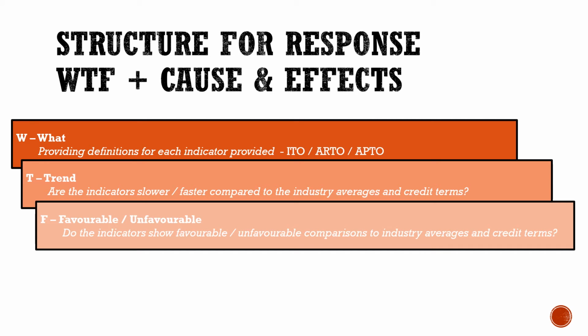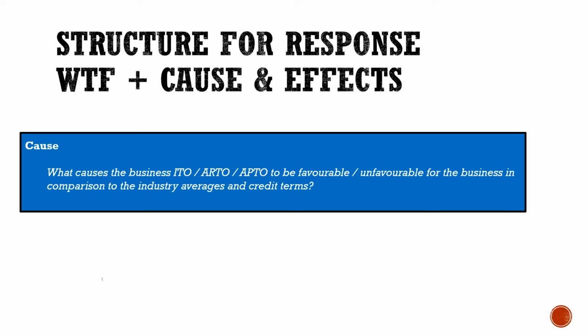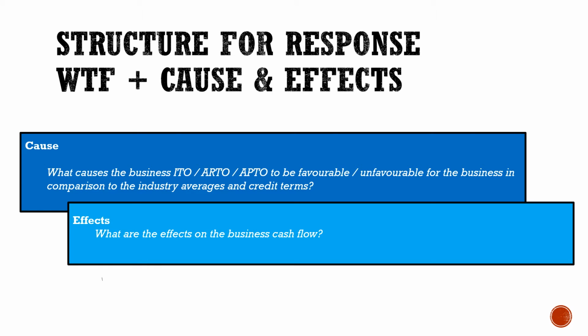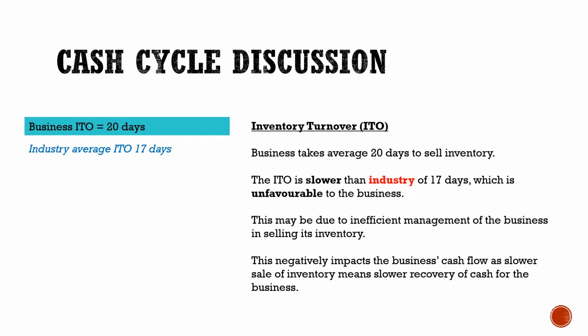We also then comment on the F, which is favorable or unfavorable. We look at whether the indicators show favorable or unfavorable comparisons to industry averages and credit terms. We also need to look at the cause and effects. For the cause, we ask the question, what causes the business ITO, ARTO, APTO to be favorable or unfavorable for the business in comparison to the industry averages and credit terms? And for the effects, we ask, what are the effects on the business cash flow, which is the main focus here in this question. Let us start with the inventory turnover.